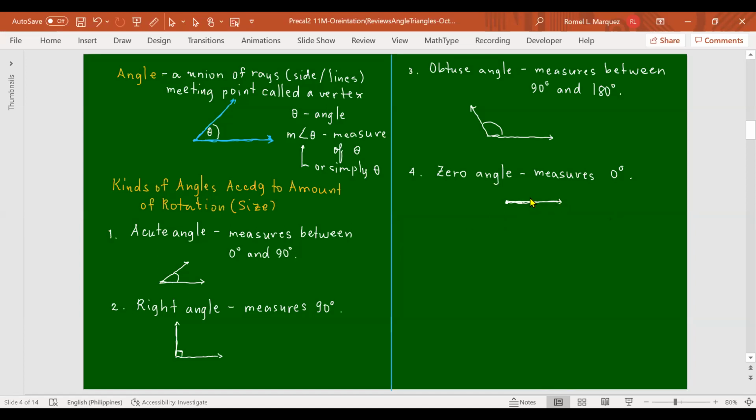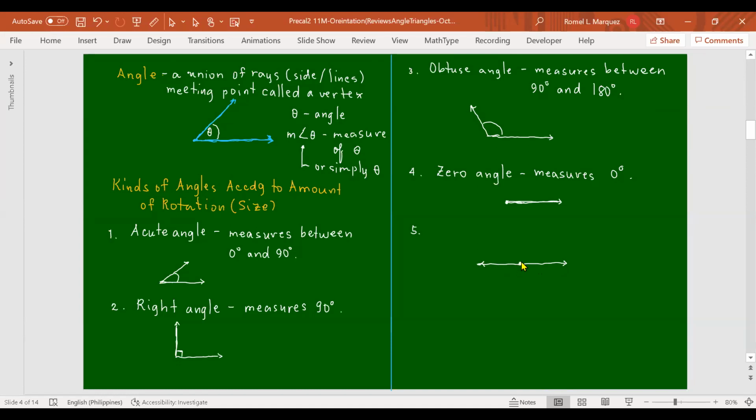Oh, this is a 0-degree angle. Number 5. Oh, whose name was called? Audrey. Ako po, sir. Oh, yes. Give me another one. What are those measures that are not here? It measures exactly 180 degrees. What is that? What angle is this?